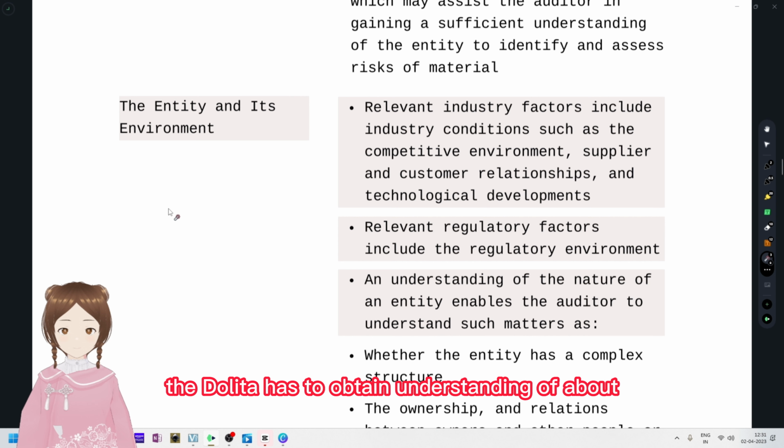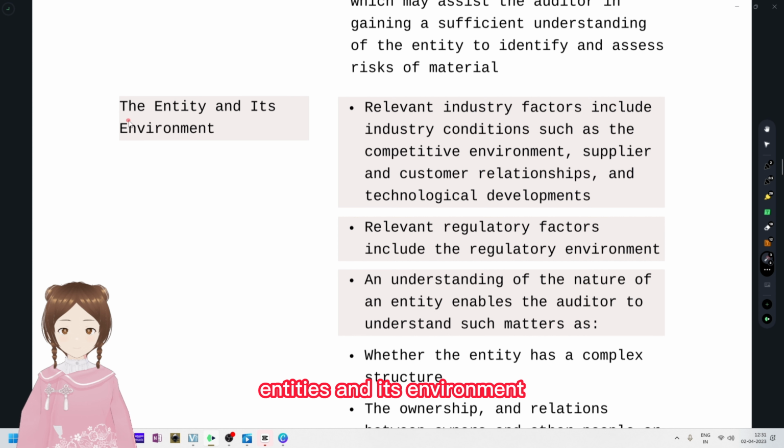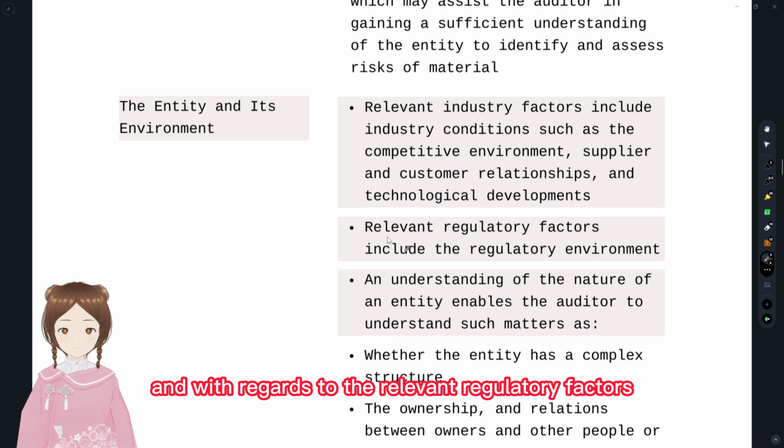We have been told that the auditor has to obtain an understanding of the entity and its environment. What does the business entity and its environment consist of? Relevant industry factors, including industry conditions such as competitive environment, supplier and customer relationships, and technological developments. Why the competitive environment? It is to evaluate the going concern. Then there are customer and supplier relationships, technological development, and the relevant regulatory factors, including the regulatory environment.